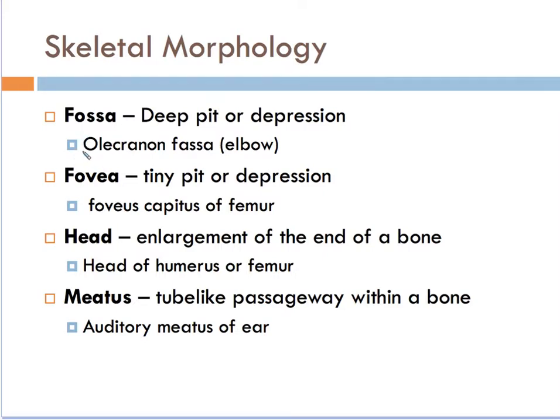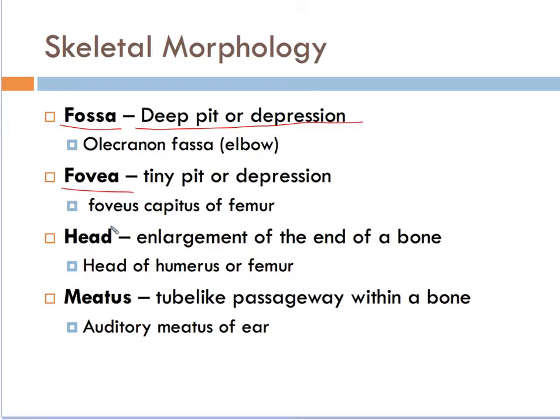A couple more F's and then we'll continue on. So you have a fossa, not Mufasa, but a fossa, is a deep pit or depression. We're going to look at that. In your elbow, you have what's called an olecranon fossa. A fovea is a tiny pit or depression. So a small little inset we'll look at.